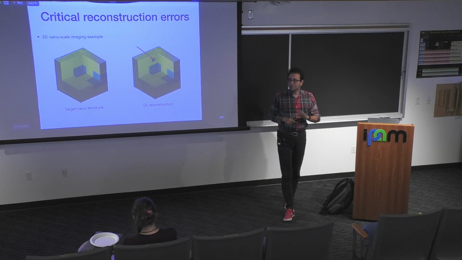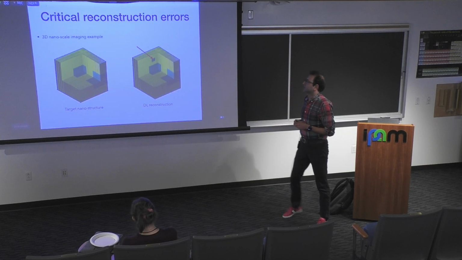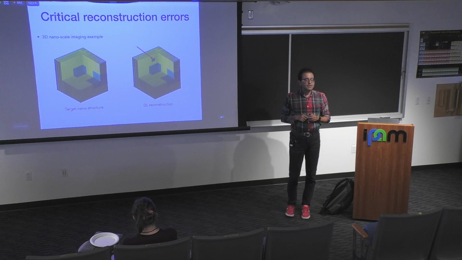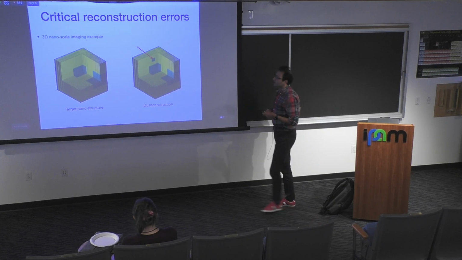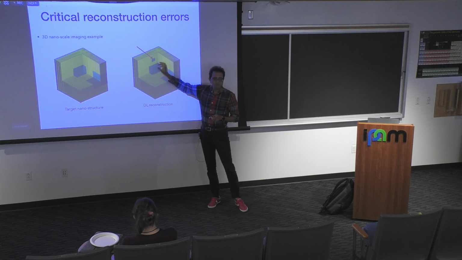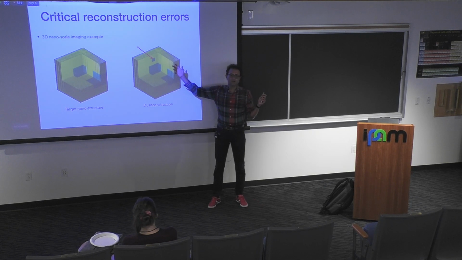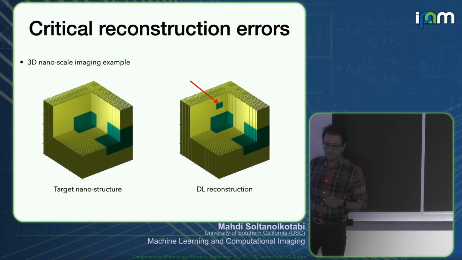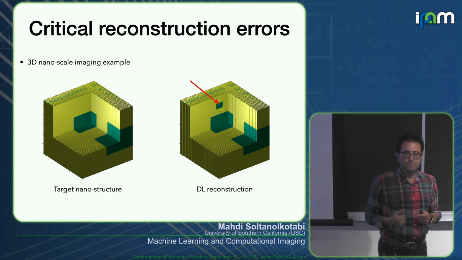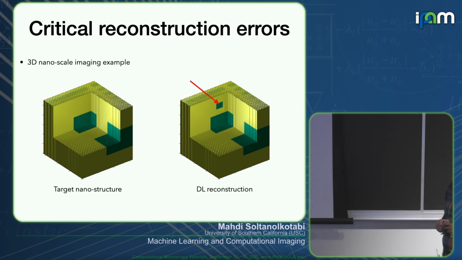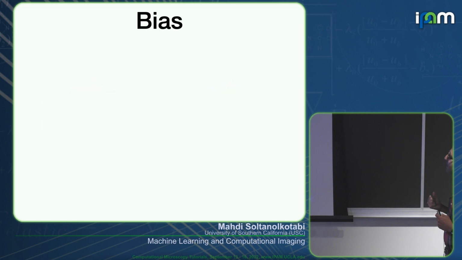Here's another example, maybe from nanoscale imaging, like let's say you're interested in imaging electronic chips. Here, it might actually hallucinate a part of the chip that isn't there, right? Just because, again, maybe you don't have enough data. You're reading too much into the power of these algorithms.